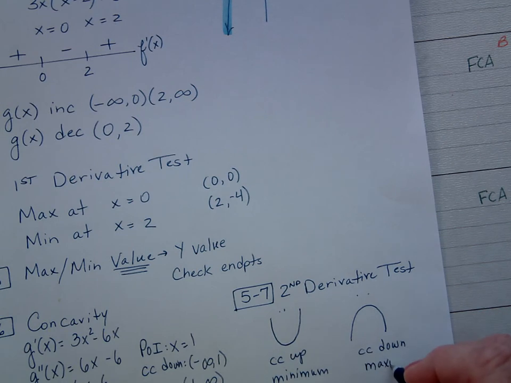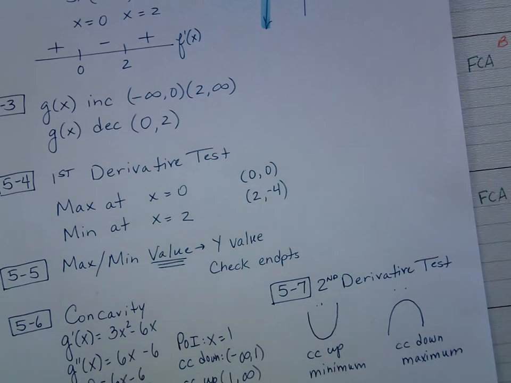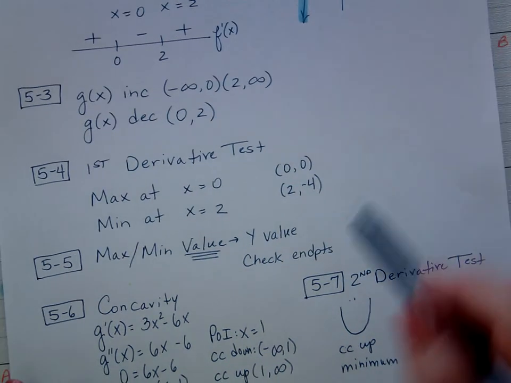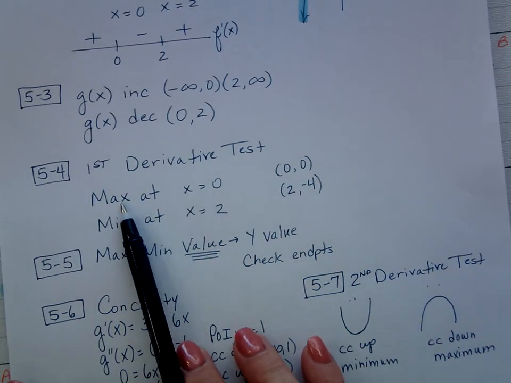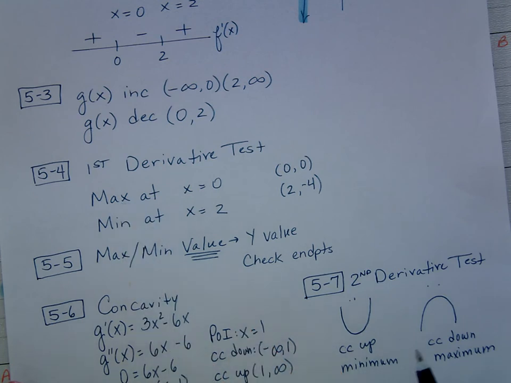So it's another way, a different way, an additional way for you to be able to tell if you've got maximums or minimums. So back in section 5.4, you used the first derivative to determine if there are maximums and minimums. And now in section 5.7, they're saying, hey, you can also use the second derivative. Sometimes that's easier to figure out if they have a maximum or minimum. Okay, that's the overview for this particular section.